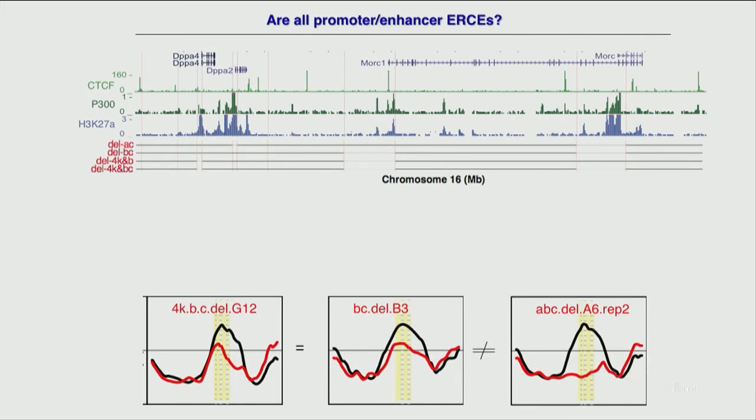And you may wonder, are ERCs just promoters and enhancers? The answer is likely no, because I want to point out that in the DPPA4 domain, the 4 kb deletion of the DPPA4 gene promoter region, in addition to BC, looks similar to the BC deletion, whereas with ABC deletion, you lose all the early replication.